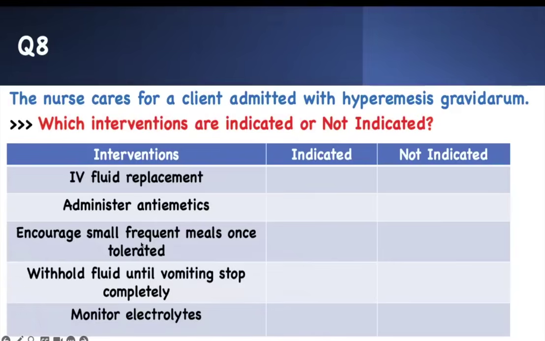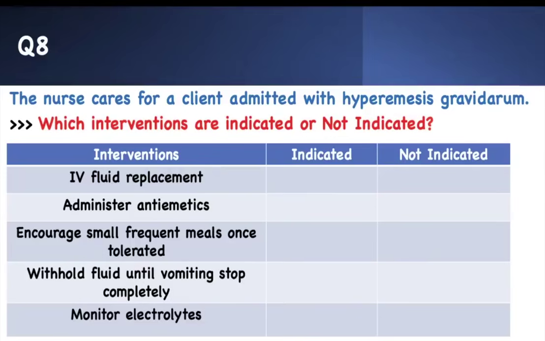Number 8. A nurse cares for a client admitted with what? Hyperemesis gravidarum. Like I said, a concept associated with OB, maternity, maternal education. Then I create select all that apply, but I put it in table form. It becomes a matrix, and they ask you indicated, not indicated. You already know it. There's nothing like next generation. It's the content you know, and they put it together.